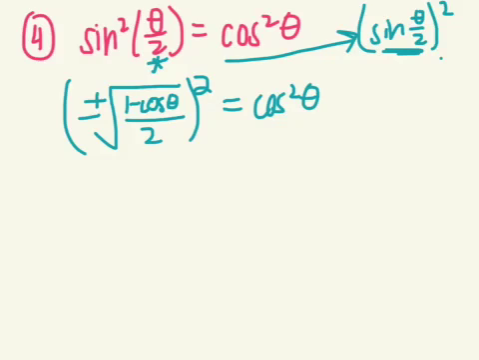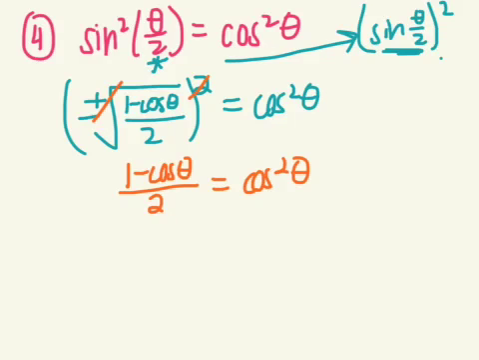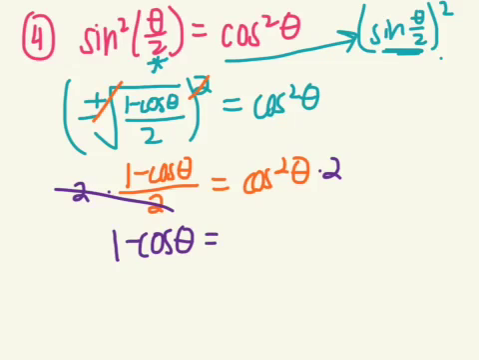Because this ends up being squared, the square root and the squared are going to cancel each other out because they're inverses of one another. So we have 1 minus cosine theta over 2 is equal to cosine squared of theta. Get rid of this fraction. So we have 1 minus cosine theta is equal to 2 cosine squared. And then we're going to have to set it equal to 0.